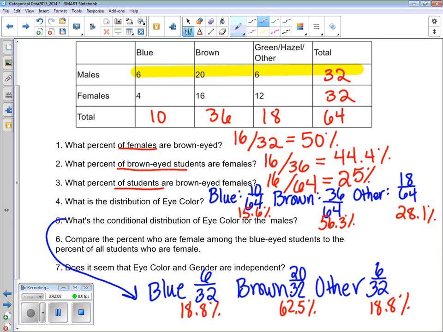So again, just by comparing the marginal distribution to the conditional distribution, we're comparing blue to blue. We're comparing brown to brown. We're comparing green, other, and hazel to green, other, and hazel. Think about it just for a second. Are you going to answer my question, or do you have a question? I have a question. Okay.